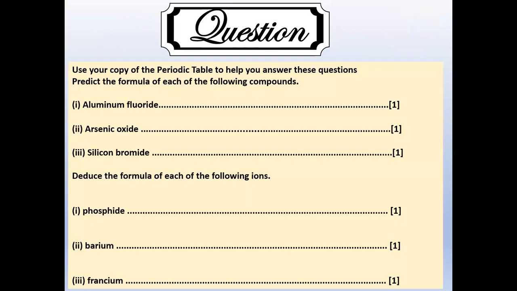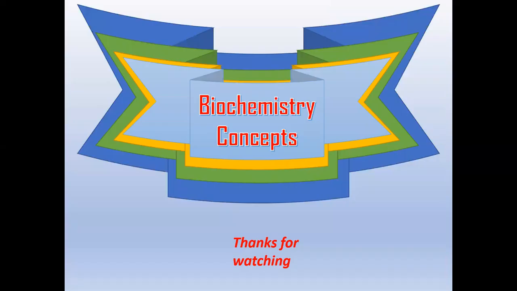Structure questions might be relevant to the formation of ionic compounds. For example, aluminium chloride. We can write this formula in this way by following those rules. And arsenic oxide and silicon bromide. And in this way, the phosphide or barium or francium. So this type of question might be possible. Here we got an idea of how to write the chemical formula of an ionic compound.